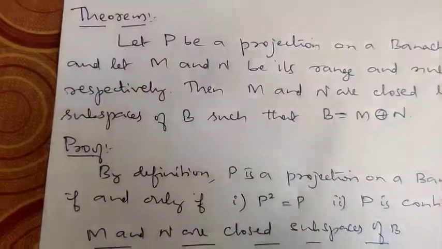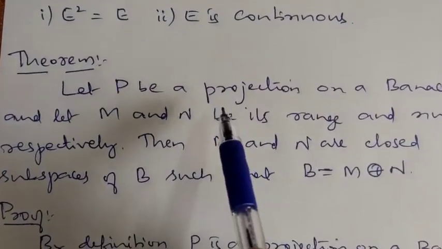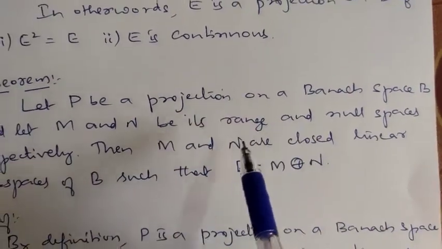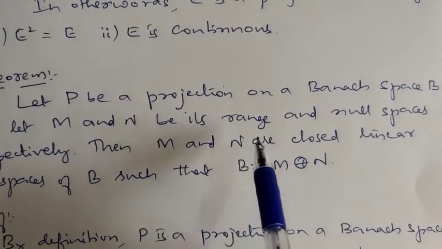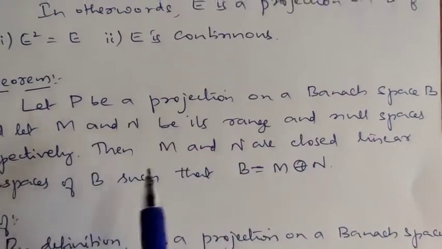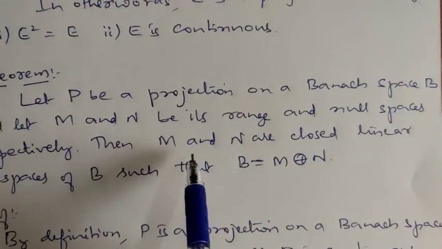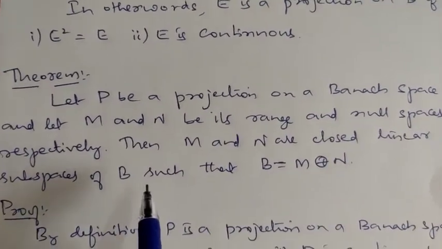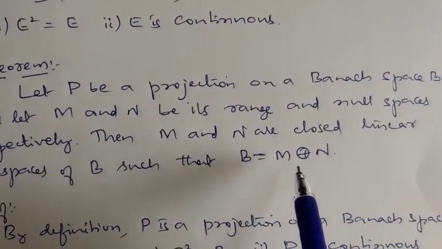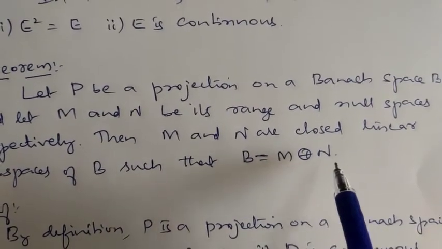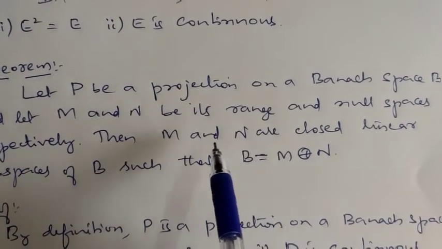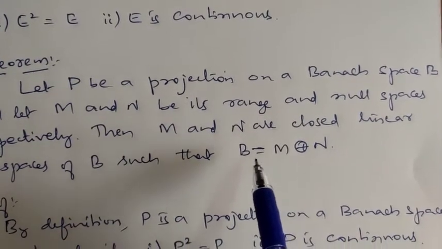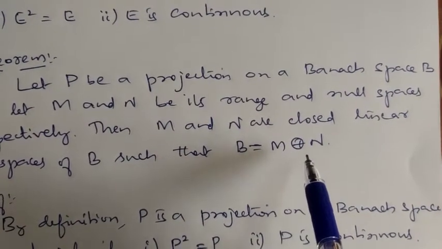Okay, let us take up this theorem. Suppose P is a projection on a Banach space B, and let M and N be its range space and null space respectively. Then M and N are closed linear subspaces of B such that B is the direct sum of M and N. We need to show the range and null spaces of the projection P are closed as well as B is the direct sum of M and N.